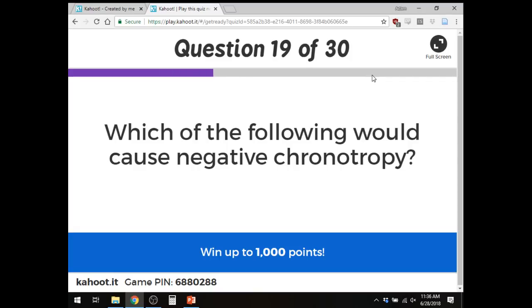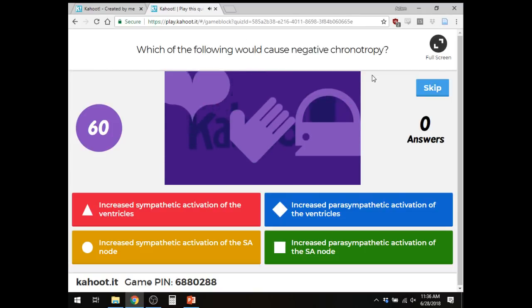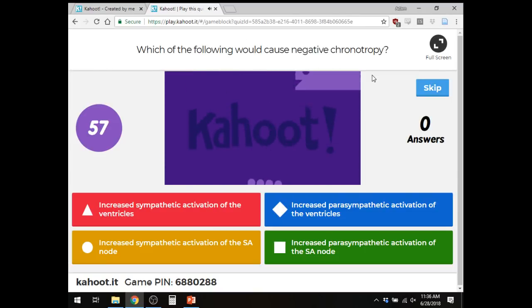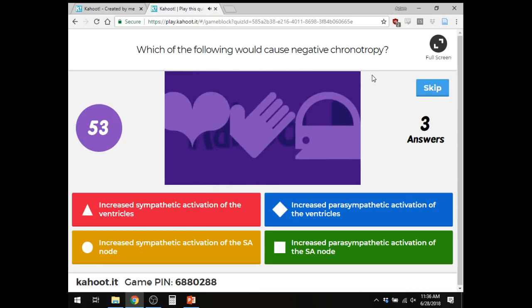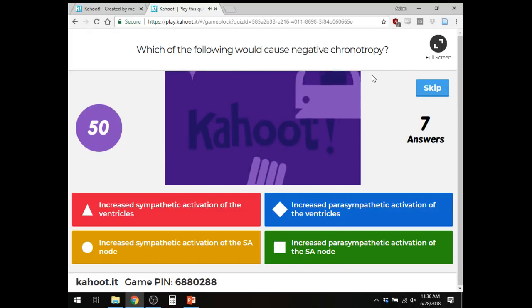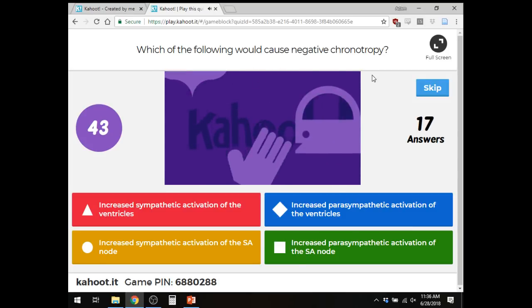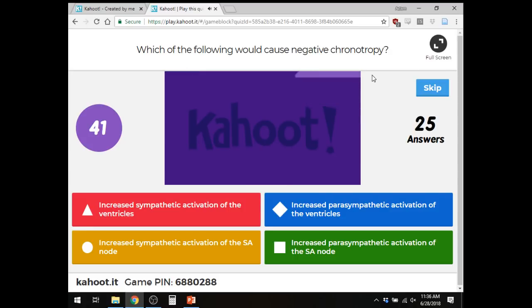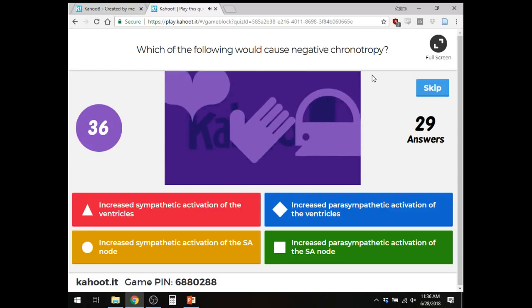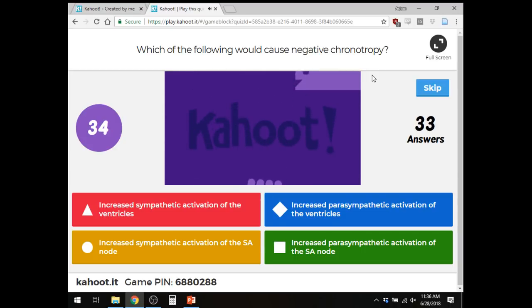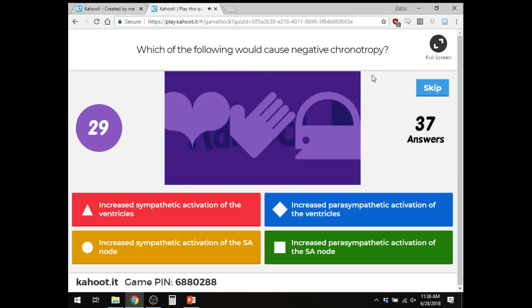All right. Which of the following would cause negative chronotropy? What is negative chronotropy anyway? Would it be increased sympathetic activation of the ventricles, increased parasympathetic activation of the ventricles, increased sympathetic activation of the SA node, or increased parasympathetic activation of the SA node? What do we think? When you think chrono, you think time, you think speed, right? So we're slowing down the heart. What do you think?